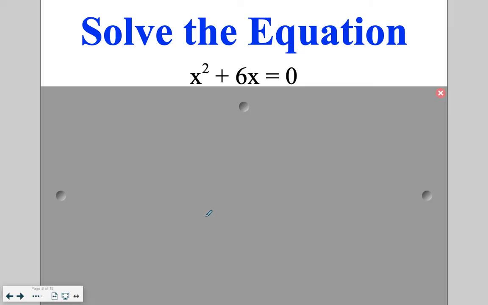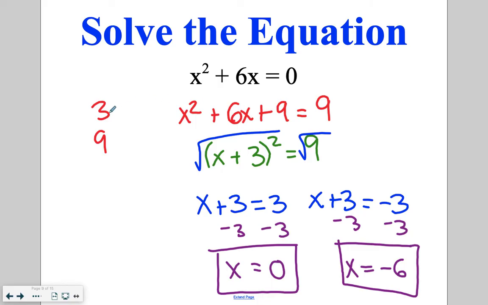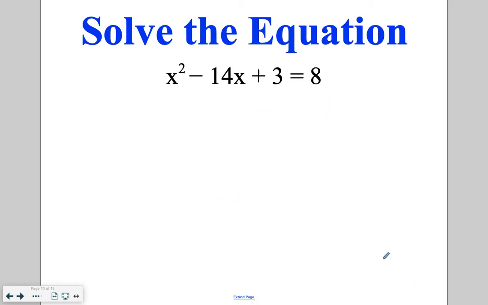Go ahead and try this one on your own. So cut it in half is 3, squared is 9, add 9 to both sides, take the square root, solve, and you're going to get 0 and negative 6.